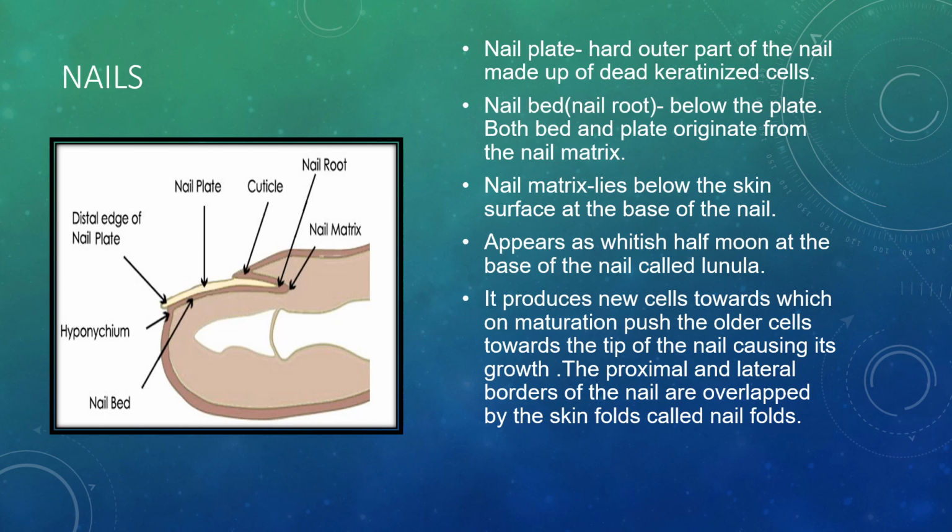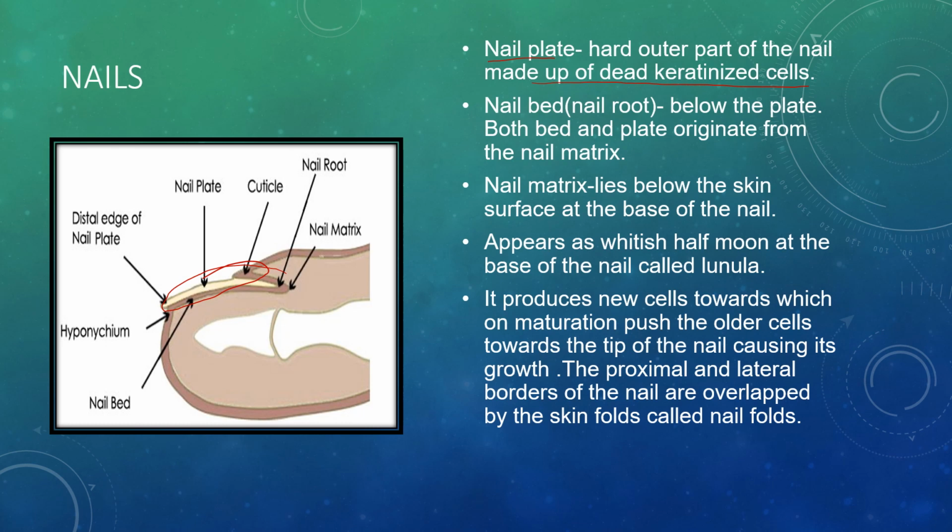Now what is a nail plate? See this diagram again. The nail plate is the hard outer covering of the nail made up of dead keratinized cells. So this part is the nail plate. This is the hard part, which is the outer part and which is made up of dead keratinized cells.